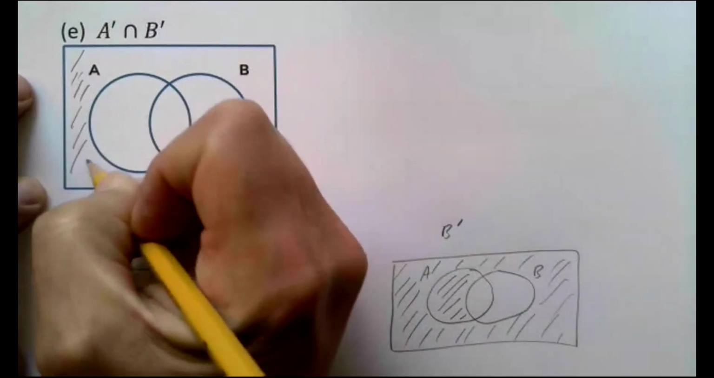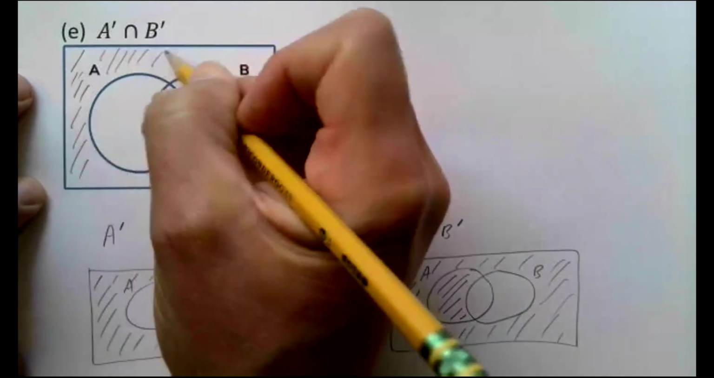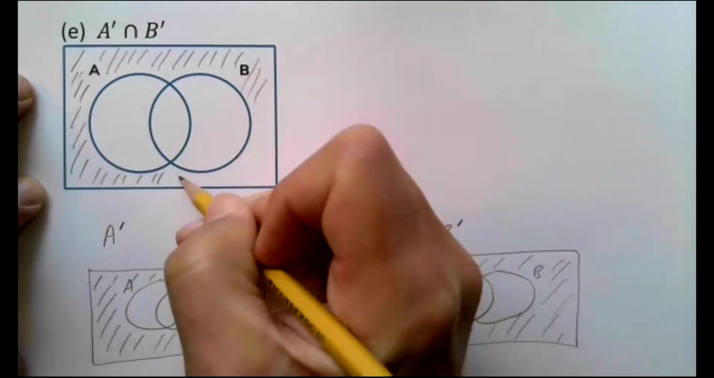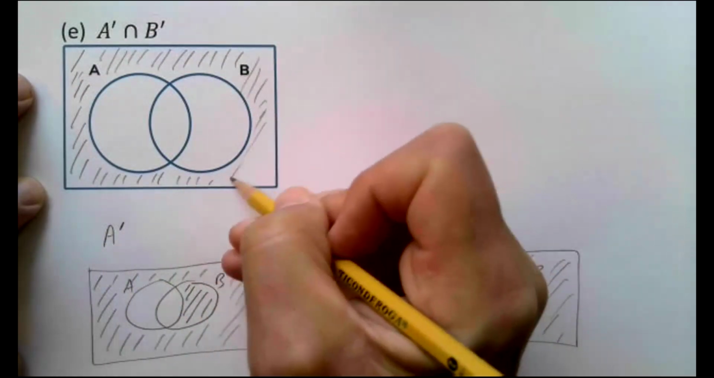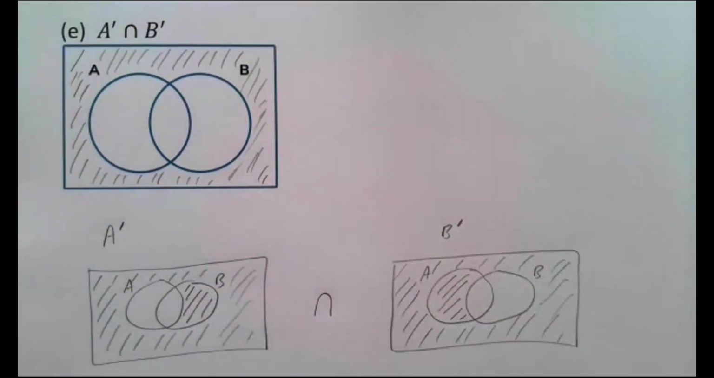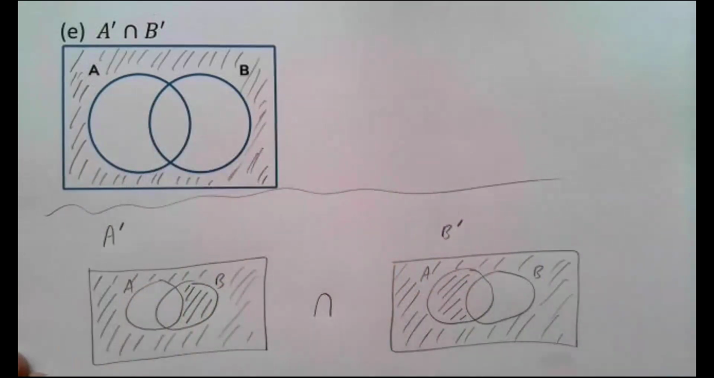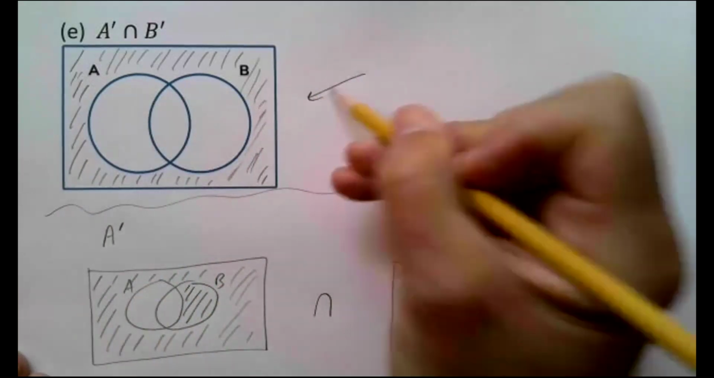Notice that this right side of B is shaded here, but it's not shaded here. So it's not going to get in the intersection. Notice that this left side part of the A circle is shaded here, but not here. So it's not going to get into the intersection. My final answer is actually right there. This is just the scratch work downstairs here. This is my final answer right there.